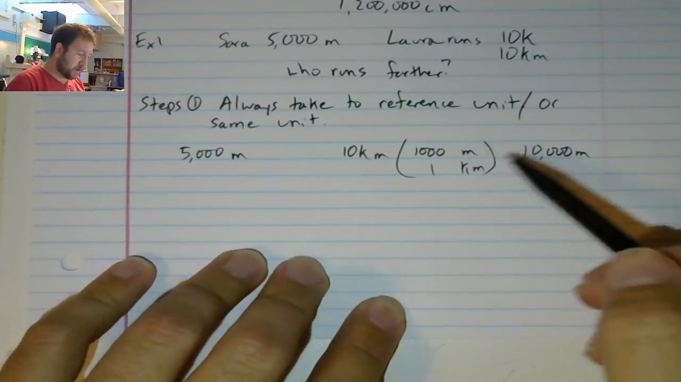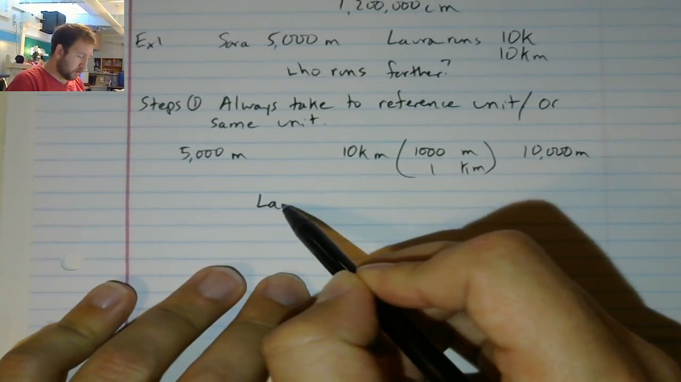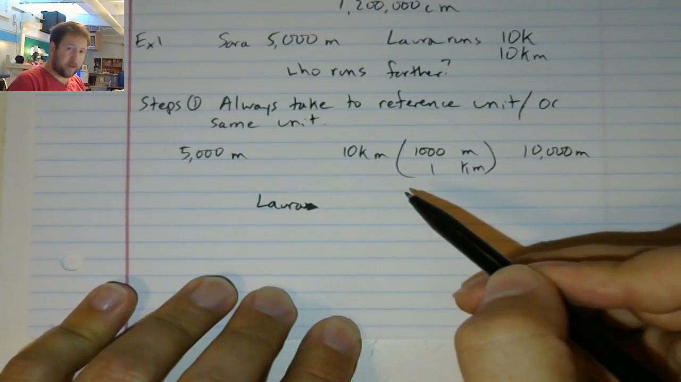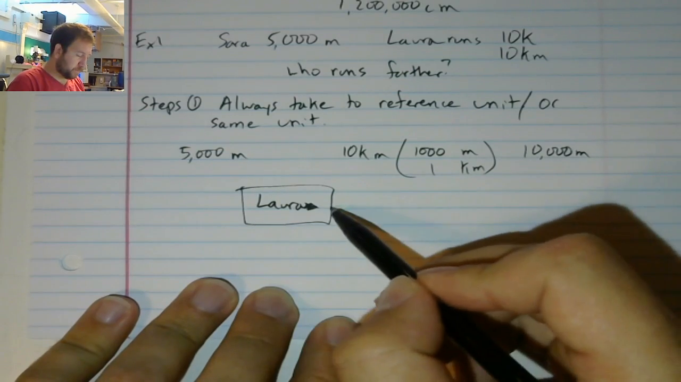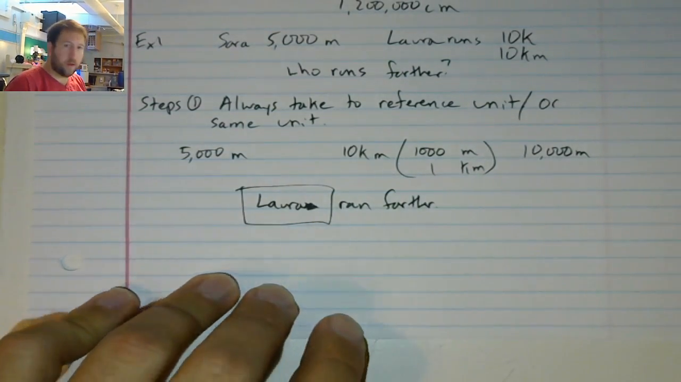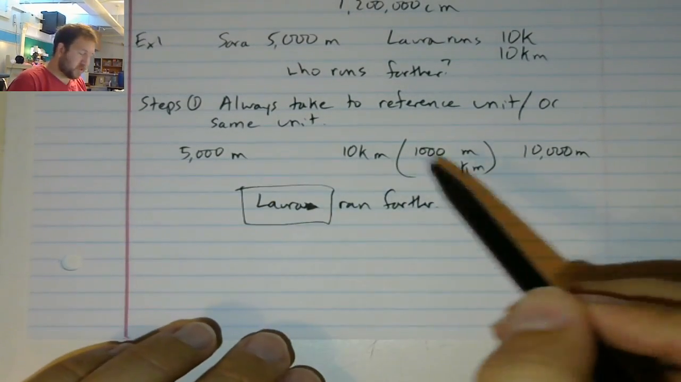So our answer is that Laura ran twice as far. So she ran farther. Got it? Just comparing units.